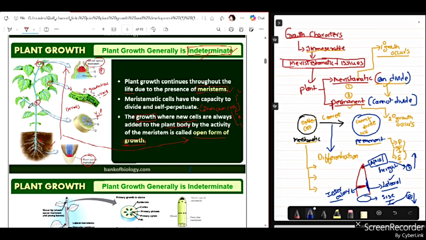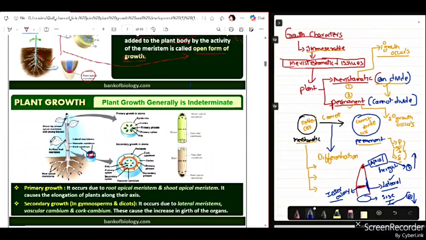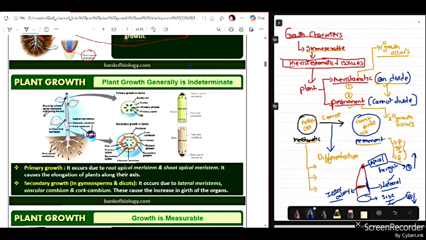Okay, not only that, see here, plant growth is generally indeterminate because of primary growth. It occurs due to the root apical meristems and also because of the shoot apical meristems. It causes the elongation of the plants along their axis. What is the axis? This is the top axis, and this is the down axis. These are the two axes because of the shoot apical meristem and also root apical meristem. This is the root apical meristem. It goes down and it goes up. This system is called shoot system, and this system is called the root system.